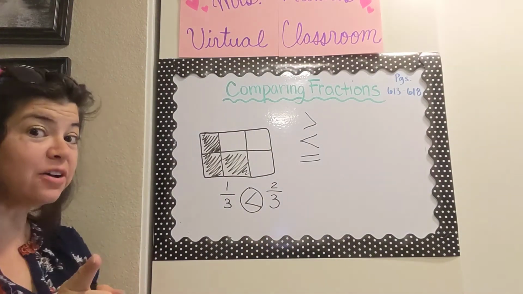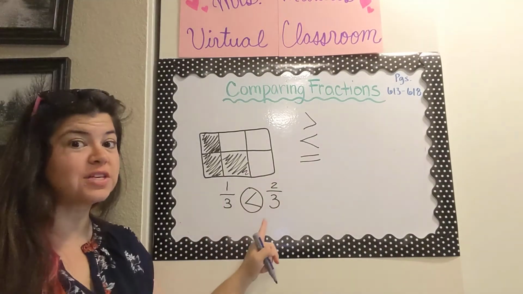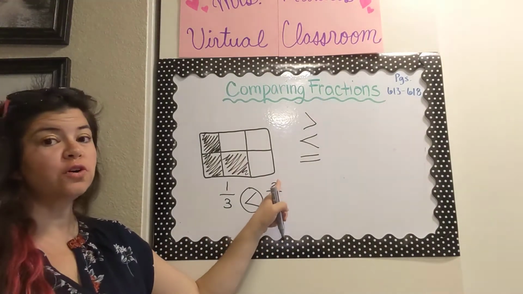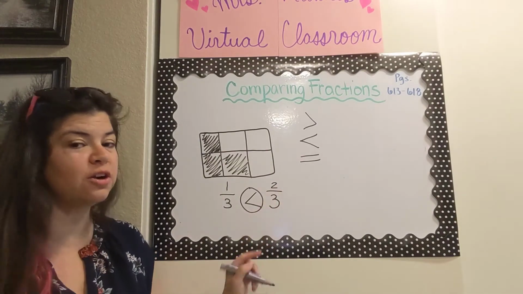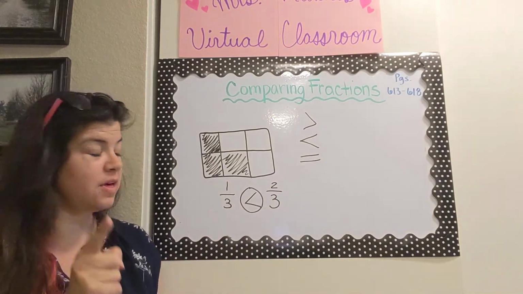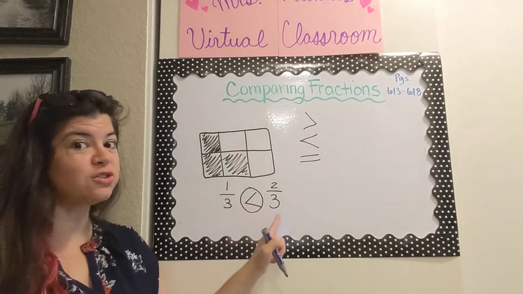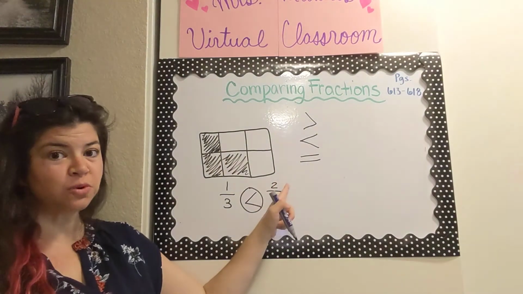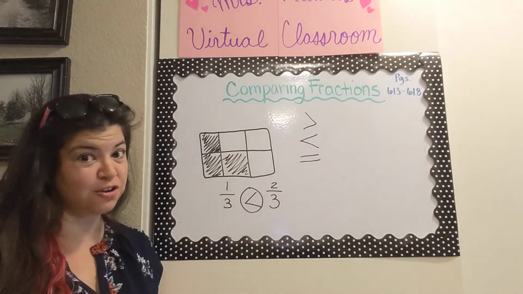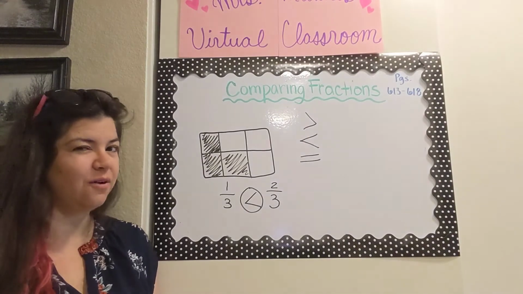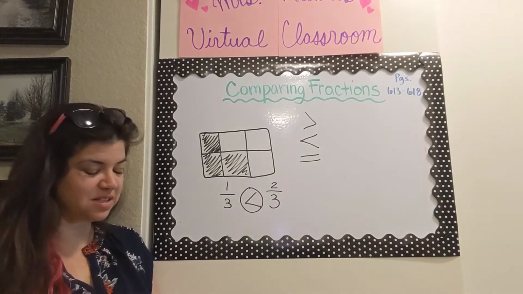So what I was going to tell you is if your denominators are the same, you look for the top number, which is the numerator, to be larger. So remember that. If your denominators are the same, you want your numerator to be larger. That's how you find the largest one. However, watch what happens this way.